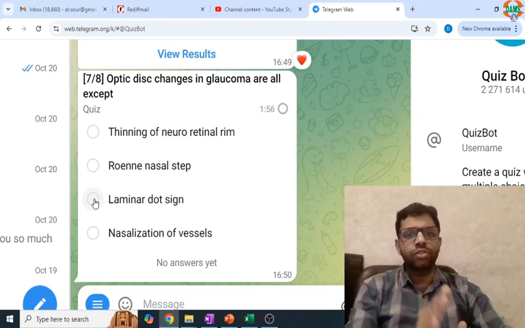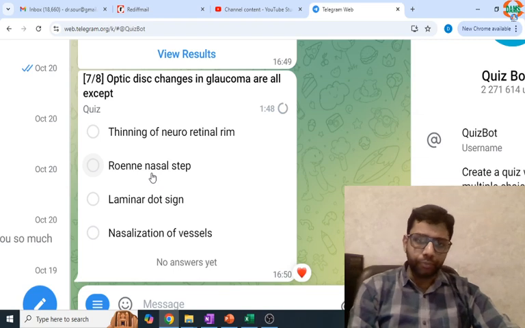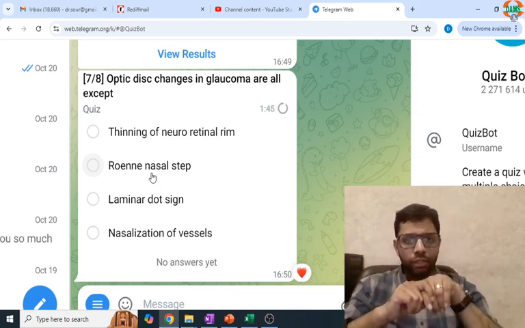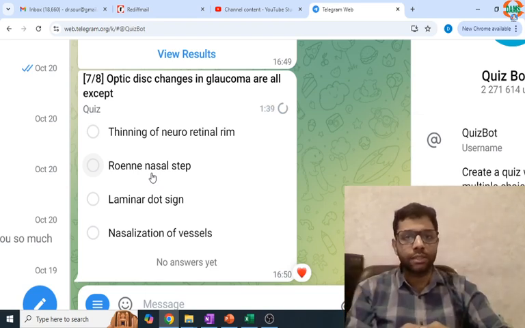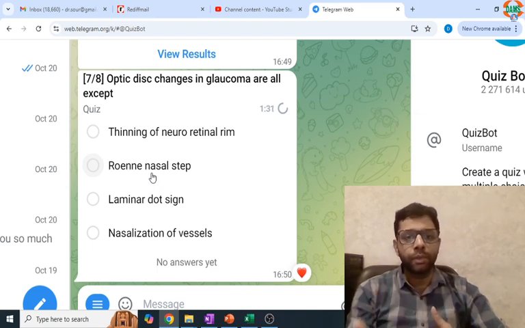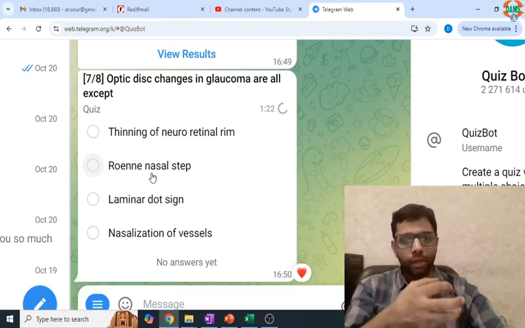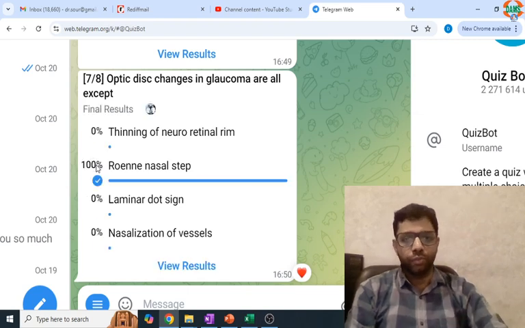Now, all are changes in glaucoma, but Roenne's nasal step is a visual field change, not an optic disc change. In glaucoma, there is ganglion cell loss of the retina, which leads to nerve fiber axon loss. They form the neuroretinal rim, so the neuroretinal rim is thin and there is increase in the cupping. If it is more than or equal to 0.7, it is abnormal. Increase in the cupping leads to prominence of the lamina cribrosa part of the sclera, known as the laminar dot sign. The nasal fibers, the radiating fibers of the retina, are most resistant to glaucoma. They attract the vessels toward their side, so there is nasalization of vessels. Roenne's nasal step is a visual field change.